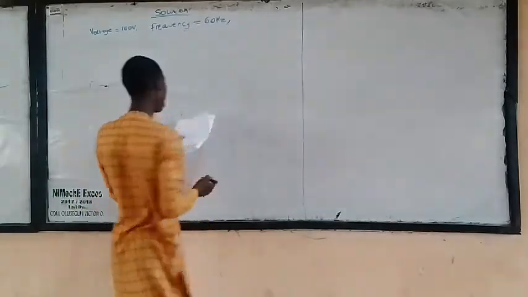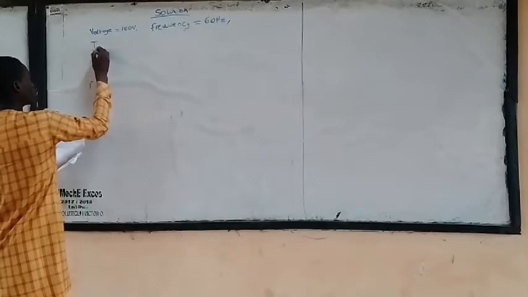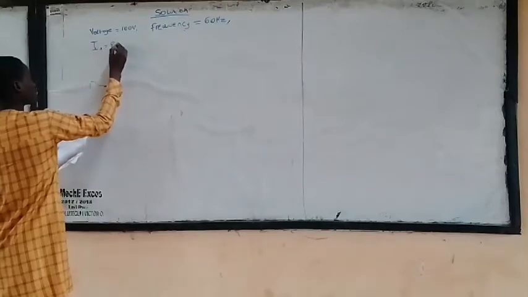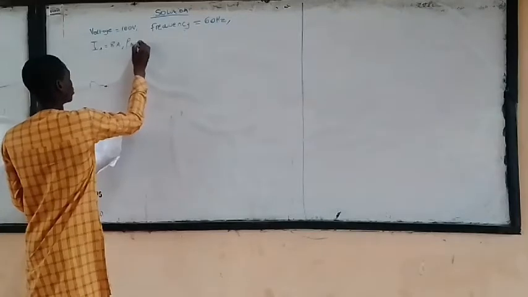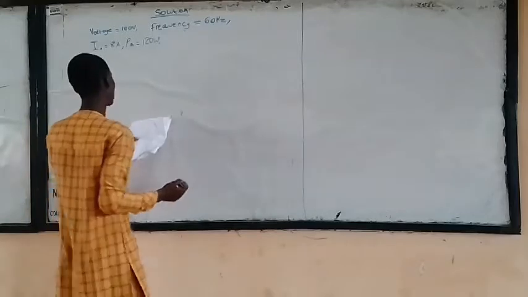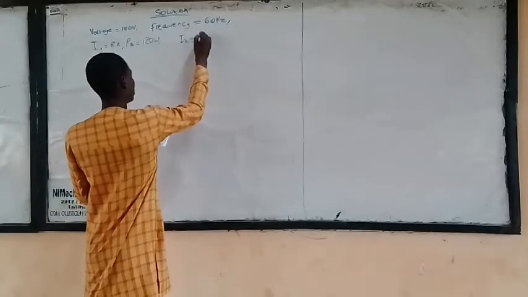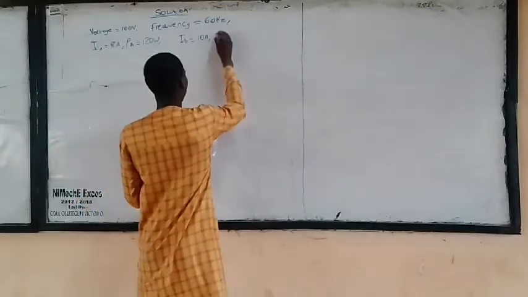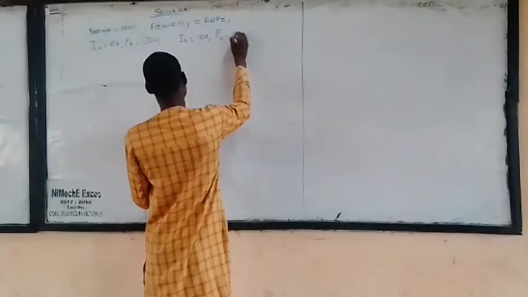Then, at coil A, the current taken is 8 amperes, and the power is 120 watts. And at coil B, our current is 10 amperes, and the power at point B is 500 watts.